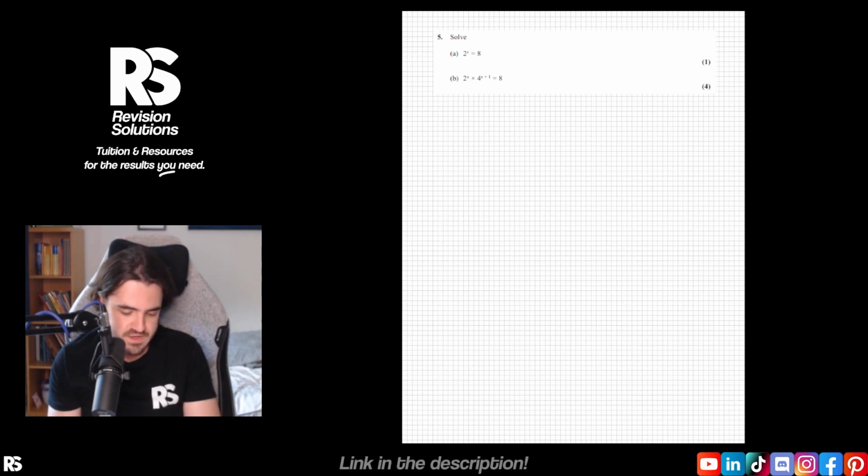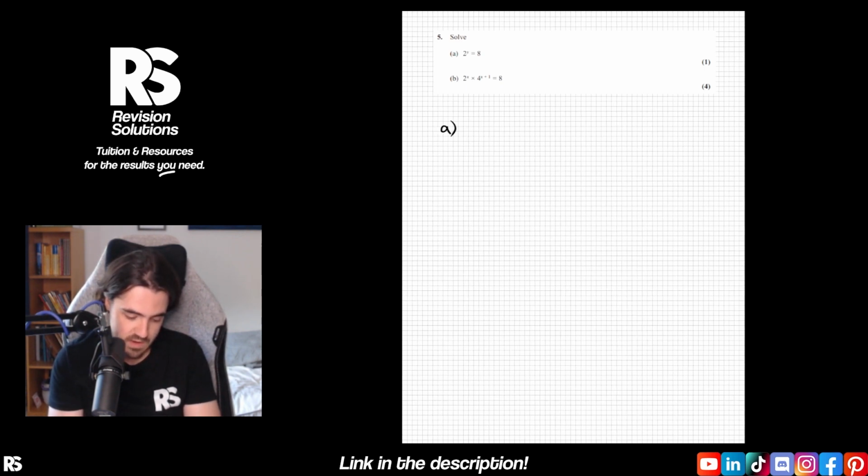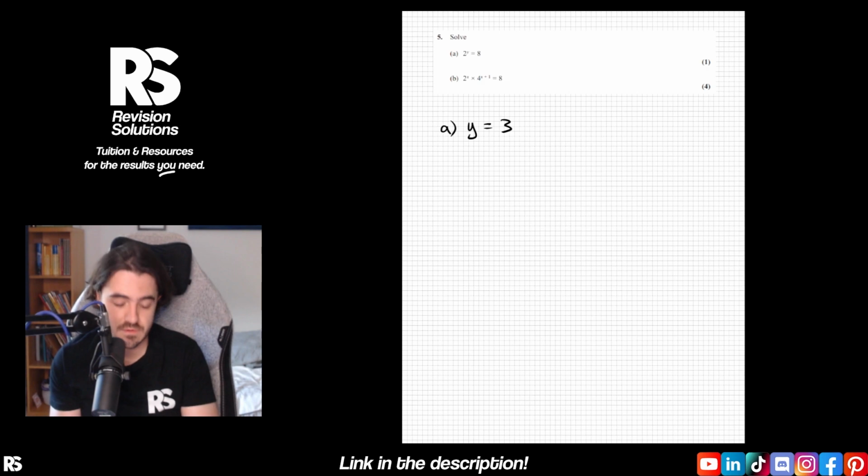Next up, we've got some equations to solve. The first one is quite straightforward. 8 is just a power of 2, like 8 is 2 cubed. So we can just state that y would be 3. And then the next one looks a bit more interesting. The thing to spot is everything has a different base. We've got a base of 2, a base of 4, and a base of 8 going on. So we could simplify everything quite considerably if we wrote it all on the same base. Nicely enough, 4 and 8 are both powers of 2. So let's write them in base 2.